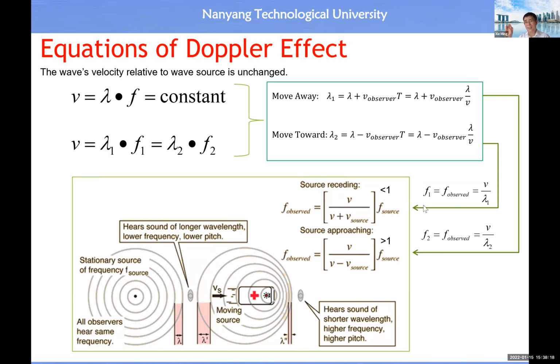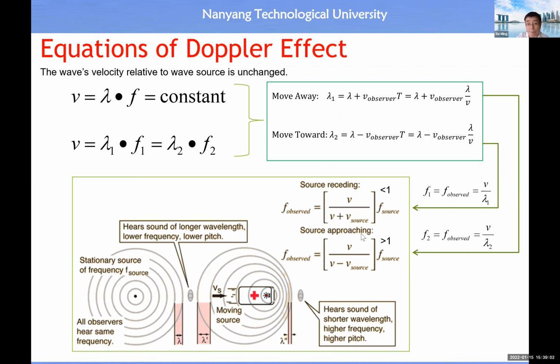Now, what should be the perceived frequency? Perceived frequency should be equal to the velocity of the wave divided by the perceived wavelength received by the observer. So velocity divided by the wavelength, then replace lambda1 by this expression, and you will get this result. So when the source is receding or moving away from the observer, then for the second scenario, velocity divided by lambda2. Lambda2 is the wavelength when the source moves toward the observer. Then we get this formula.